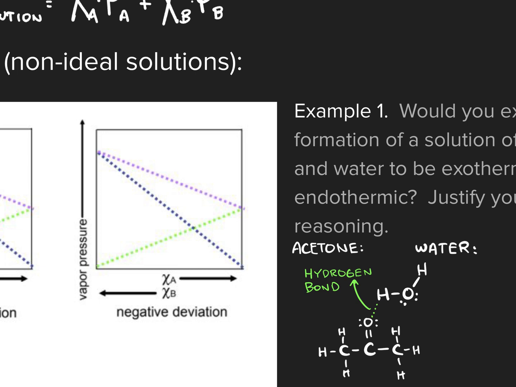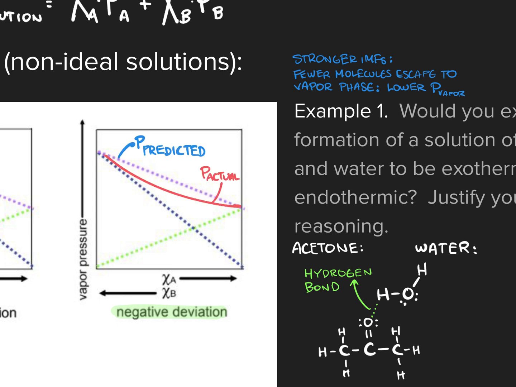And it's the formation of these hydrogen bonds between acetone and water that would lead me to expect to find fewer acetone molecules in the vapor phase, as they would be more strongly attracted within the liquid itself. And therefore, I would expect to see what we would call a negative deviation from ideal behavior in terms of a lower vapor pressure of this solution than we'd expect to see through calculation via Raoult's law.